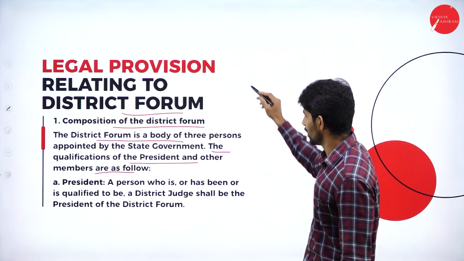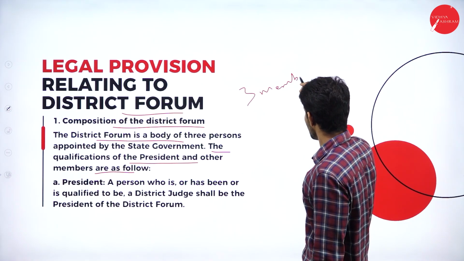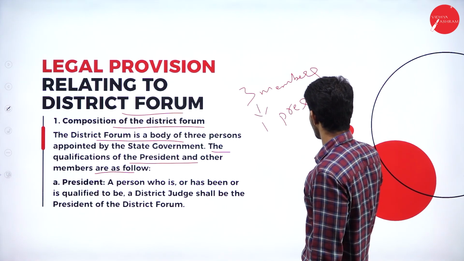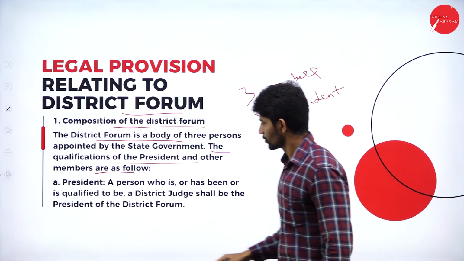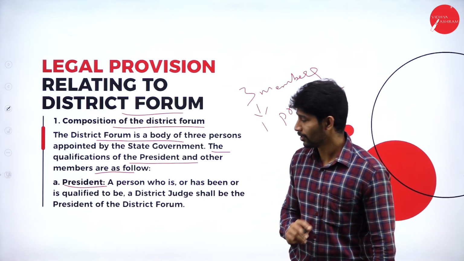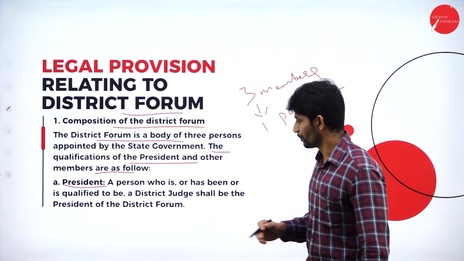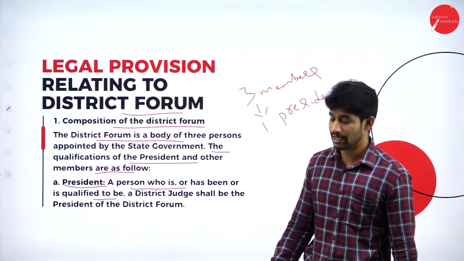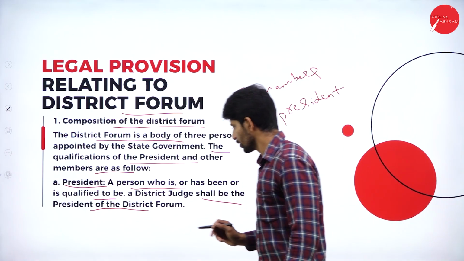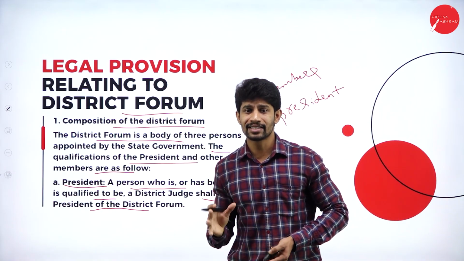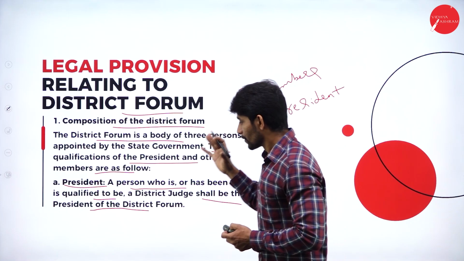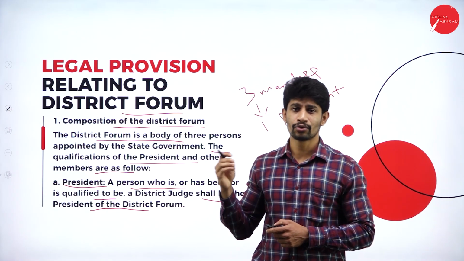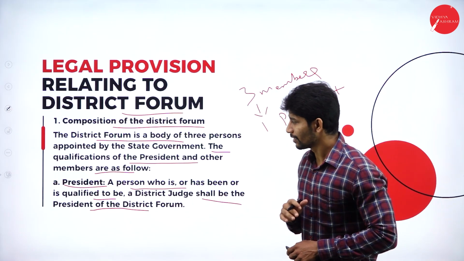There are going to be 3 members, and among these 3 members, one is going to be a president. What qualifications should a president have to become president of this District Forum? A person who is or has been or is qualified to be a district judge shall be the president of the District Forum. Only a qualified district judge can be the president. So you should be a district level judge to be the president of the District Forum.